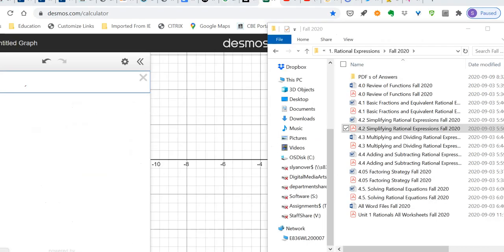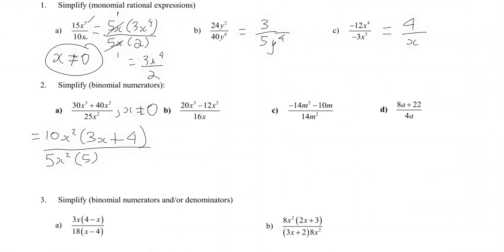And now the x squareds cancel. 1 and 1. The 5 goes into the 10 twice. So we have 2 times 3x plus 4 all over 5.